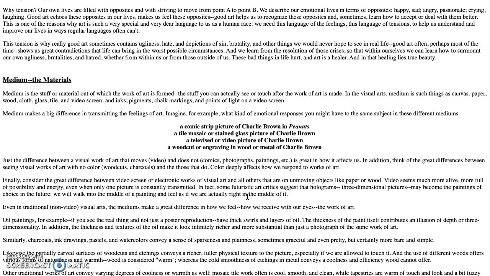Poetry, novels are made up of words. That's the medium. So medium is super important. You should identify it even if you don't do much with it. You might say, okay, this is an oil painting, or this is a woodcut, or whatever. Even if you don't do a whole lot with it, you should identify it, show that you know what the medium of this work is.